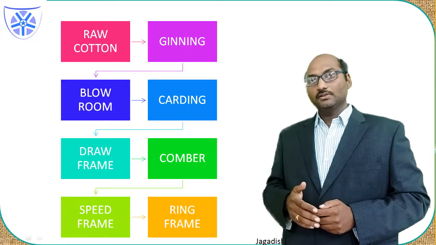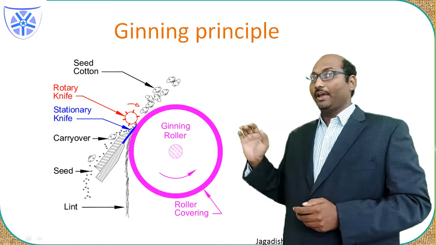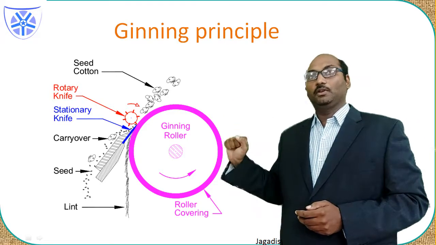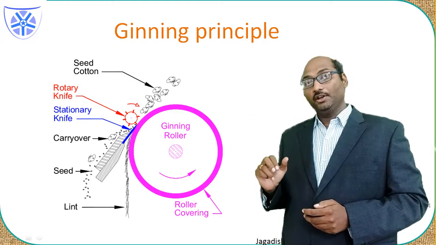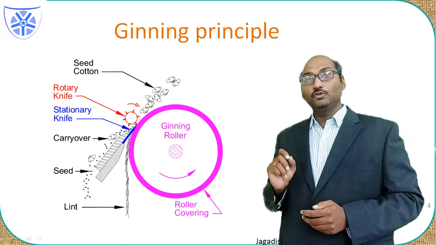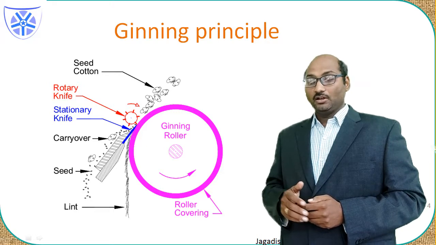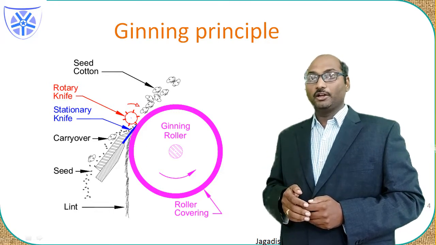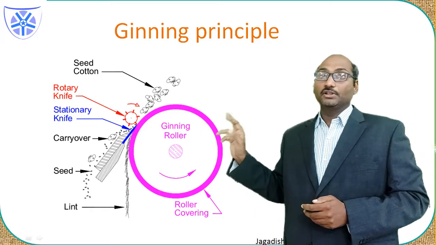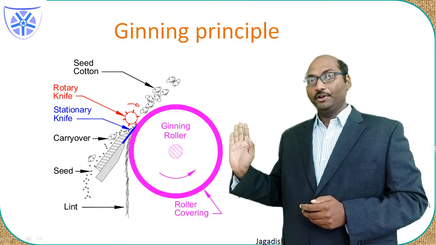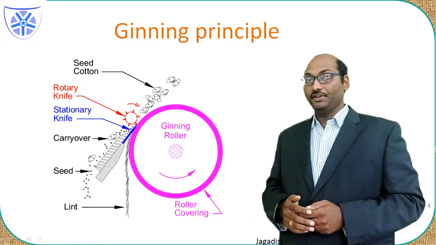In the earlier classes, we have discussed various ginning machinery used for manufacturing. Just for a quick recall, I have kept the ginning principle slide here. The ginning roller will be there and the seed cotton, the kapas, will be fed, and a rotary knife will assist it. There will be a stationary knife which will not let the seed pass through the ginning roller. The surface of the ginning roller is generally slightly abrasive and adhesive in nature, so that the fibers will stick to the surface and go along with it. But the stationary knife will restrain the movement of the seed along the roller surface. So the separation of fiber and seed will take place.